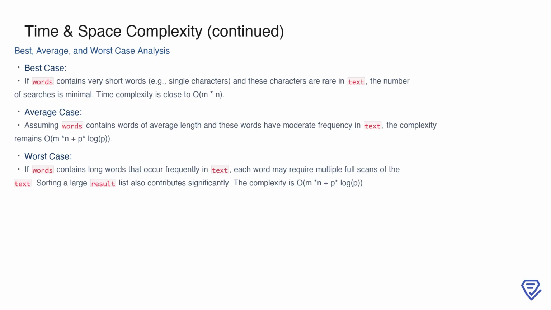In the average case, if words contains words of moderate length and these words appear with average frequency in the text, the complexity remains O(M * N + P log P). For the worst case, when words contains long words that occur frequently in the text, the find method may need to perform multiple full scans of the text. Additionally, sorting a large result list in this case contributes significantly to the time complexity, which remains O(M * N + P log P).